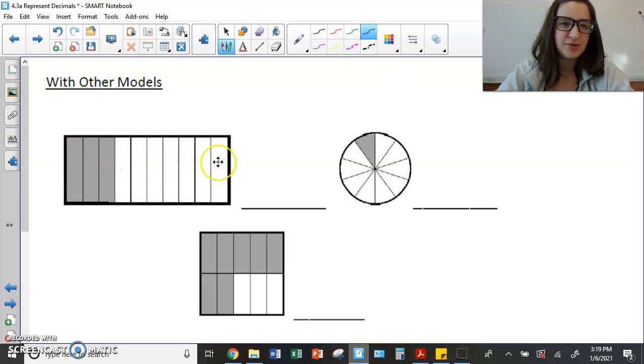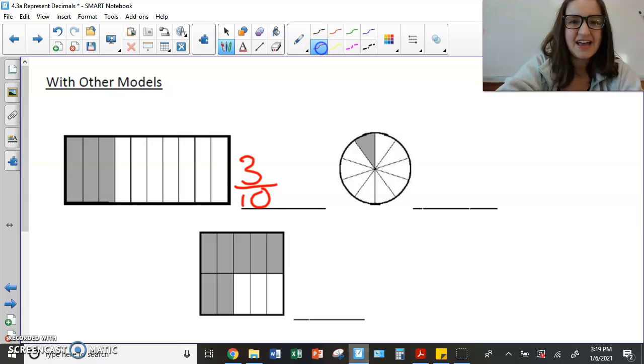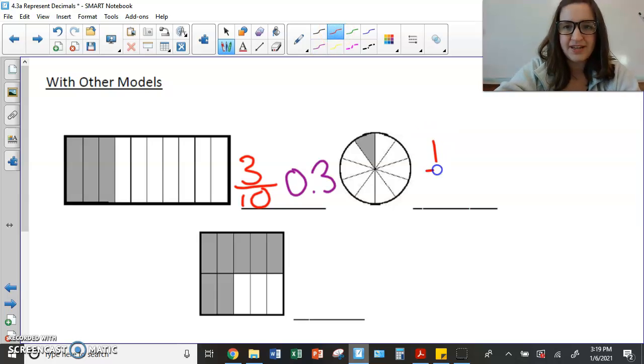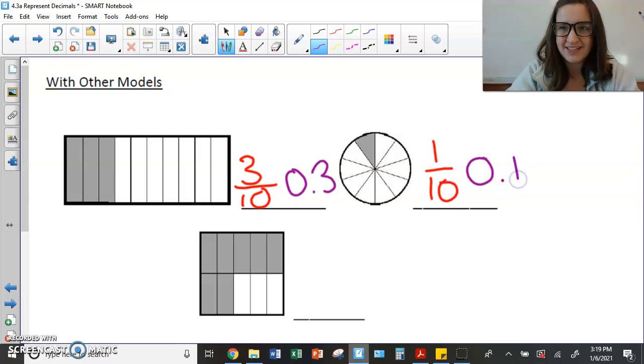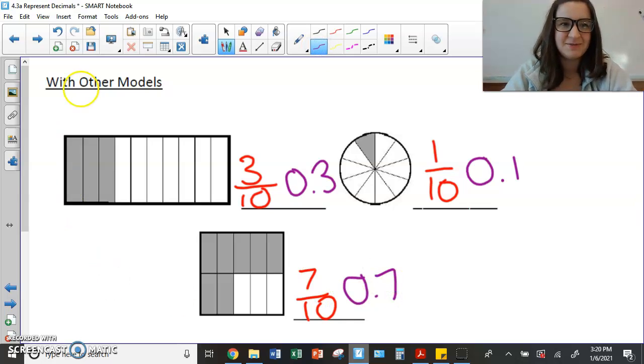So there are 10 total pieces in this one. So there are 3 out of 10 shaded, so that would be 3 tenths as a fraction, and 3 tenths as a decimal would look like that, with a 3 in the tenths place. Over here, I have 1 tenth, which would be represented in decimal form with a 1 in the tenths place. And then over here, I have 5 across the top, 6, 7, so I have 7 tenths here, which I can also represent in decimal form with a 7 in the tenths place.